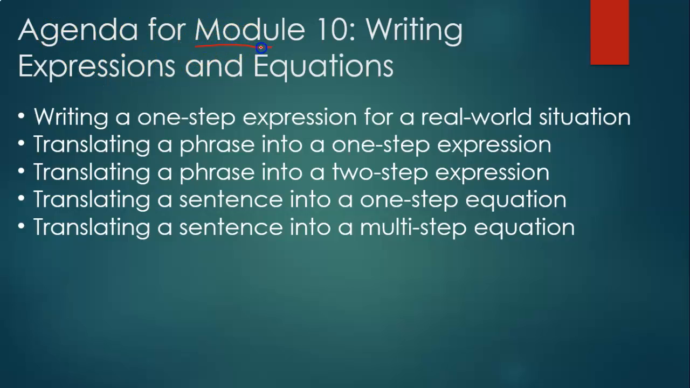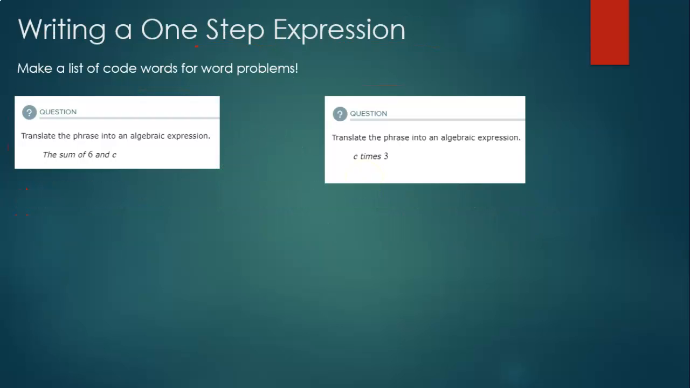So you need a new page in your notebook called Module 10, Writing Expressions and Equations. And you don't need to write all these down, just so you know what we're doing today. We're going to be writing one-step equations, one-step expressions, two-step equations, and two-step expressions. So instead of having a bunch of notes today, we're going to have a list of code words.